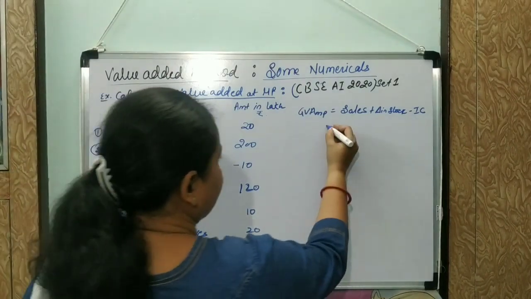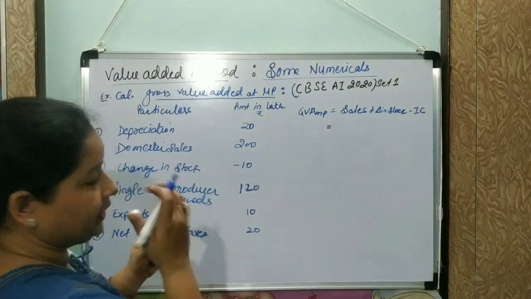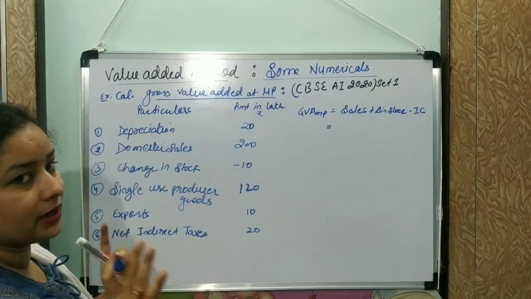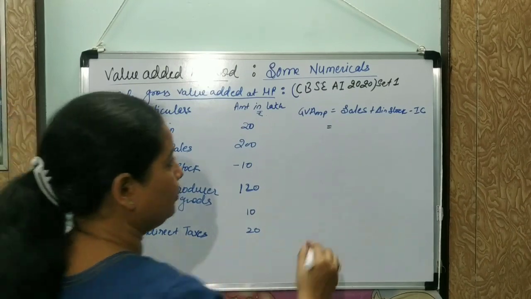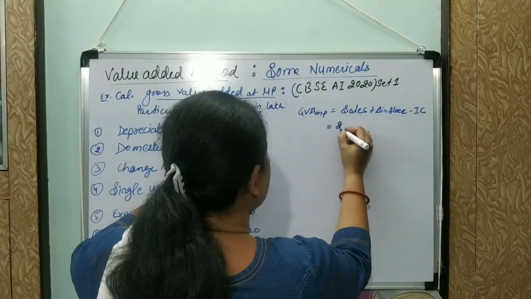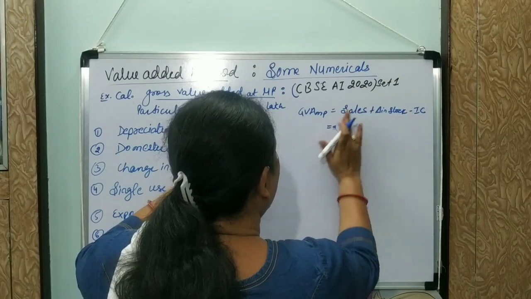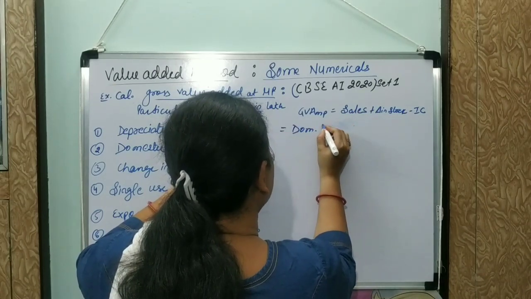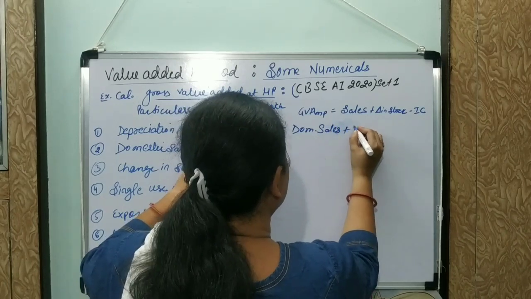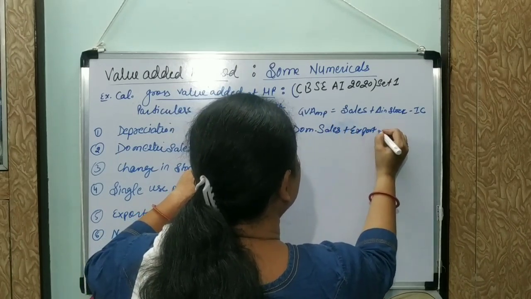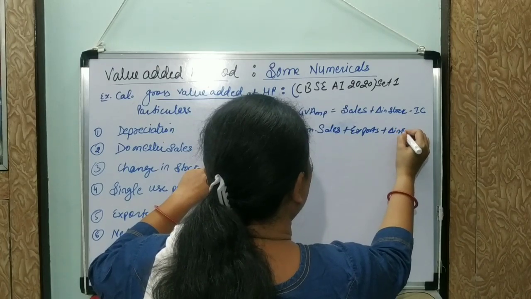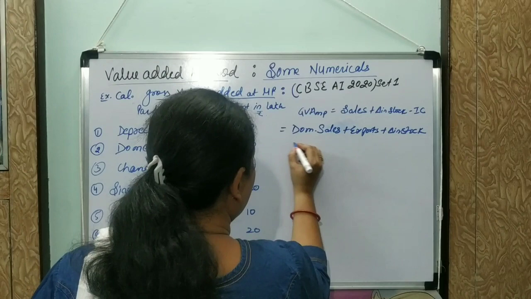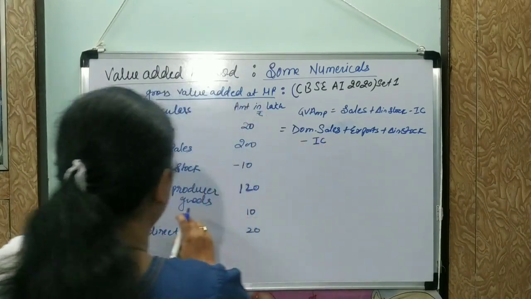So let's start. Sales. Now what is the sales? Here no sales is given, but what is given? Domestic sales and export. And I told you sales covers these. So domestic sales here is 200. First we will write the formula. Equals domestic sales plus export plus change in stock. This will become value of output, right? Minus intermediate cost, which is given as this.